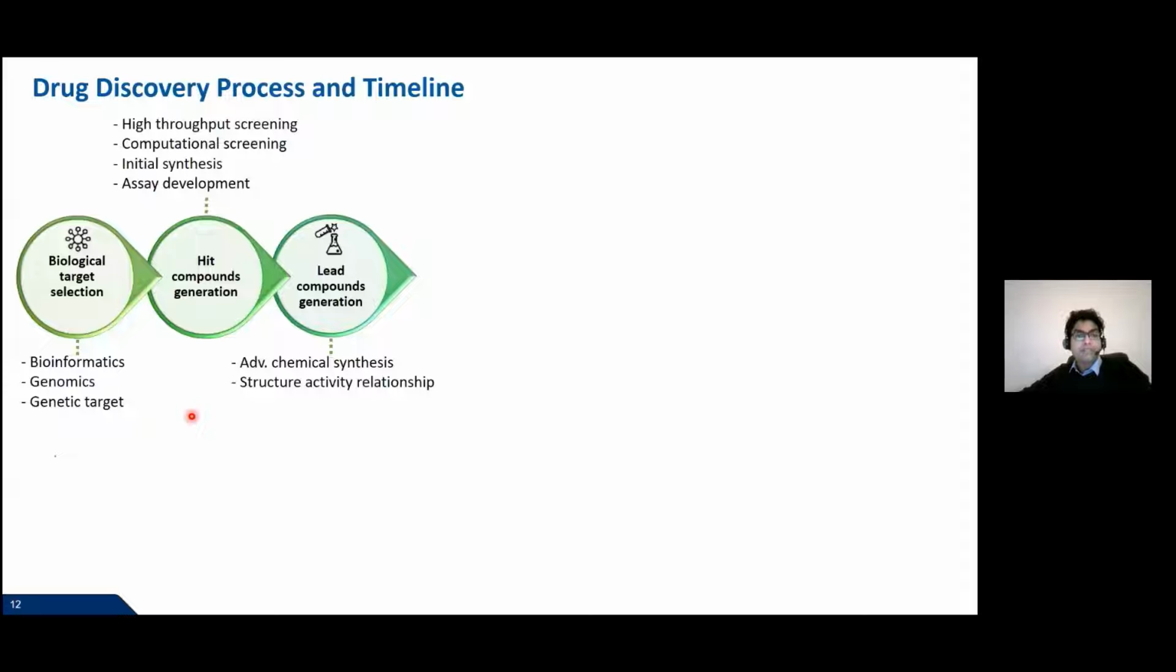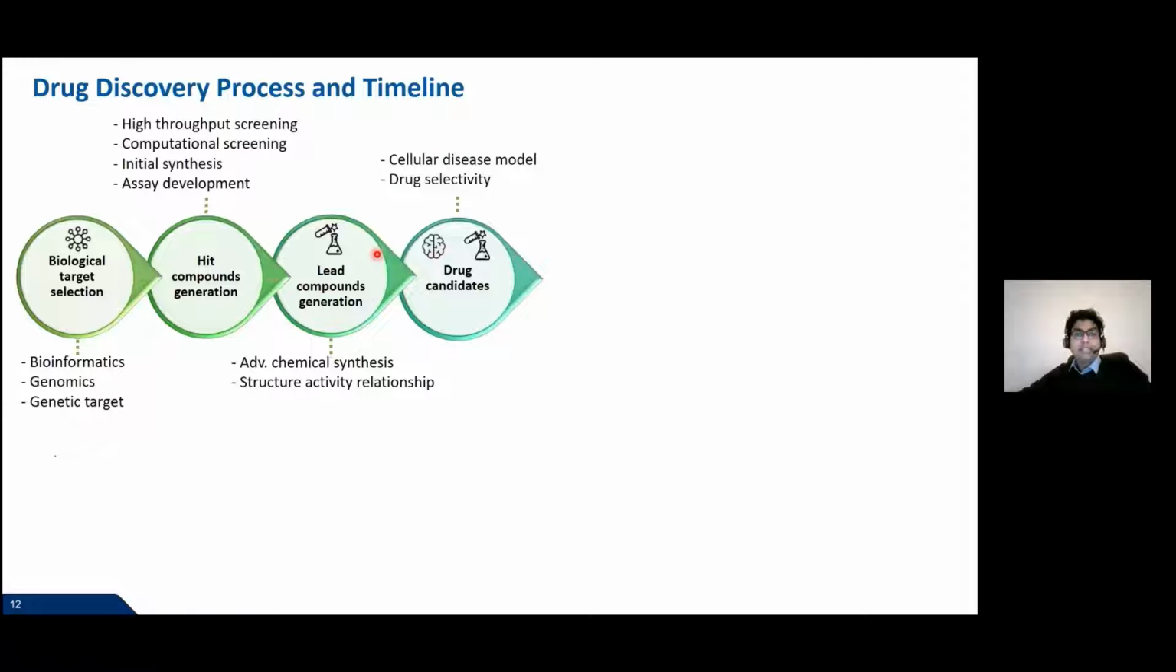What is the structure activity relationship? Structure activity is like if you have a compound and it has different substitutions on ortho, para, or meta position, and we see that only the ortho position compound is showing some activity on a biological target, and the meta and para position compounds are not showing any activity. So this is called structure activity relationship. If you change the structure, the activity changes. This we look into at the lead compound generation stage.